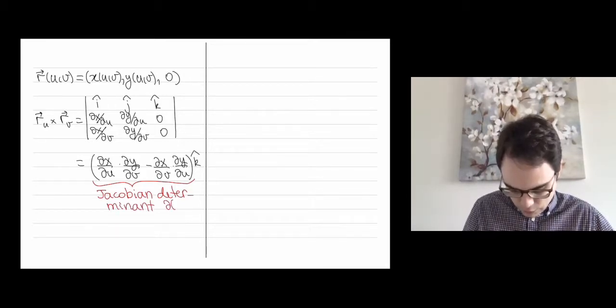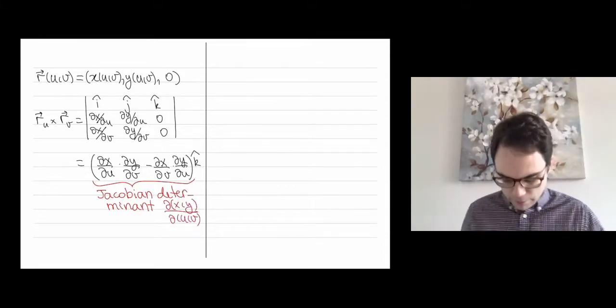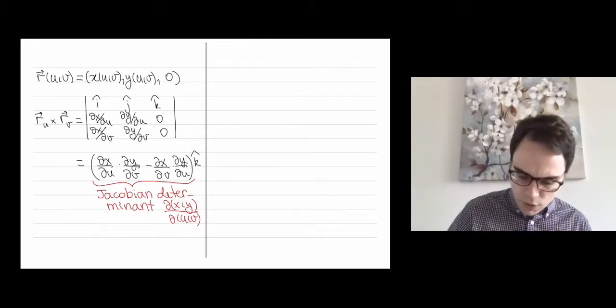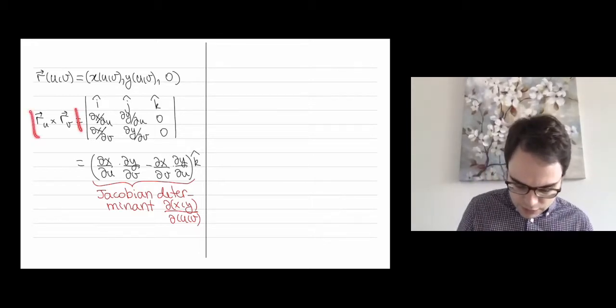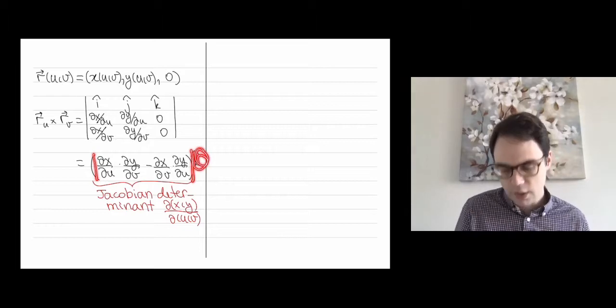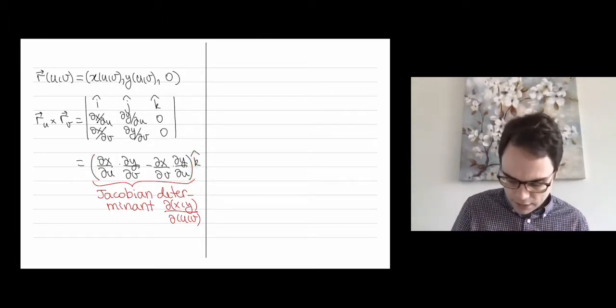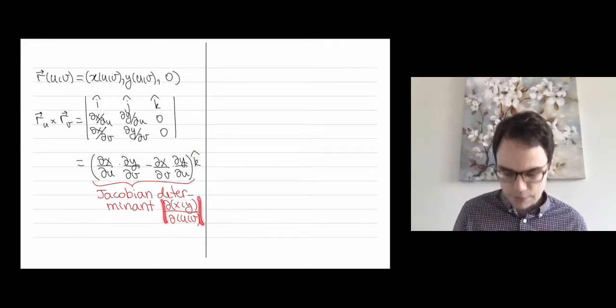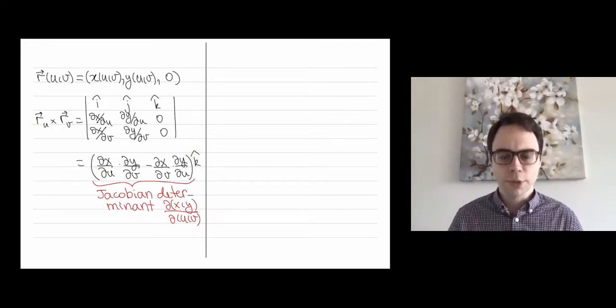So the thing we've been writing, we've been calling dxy over duv. We were talking about the change of variables, right? So when we talk about the length of this vector, it's just the absolute value of this function. Well, k hat has length 1, so the length of this guy is just the absolute value of this function. That is the absolute value of the Jacobian determinant.